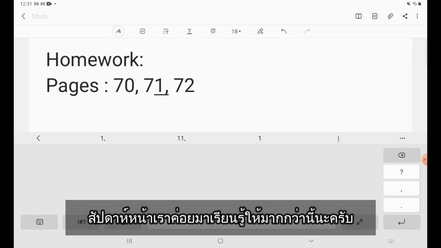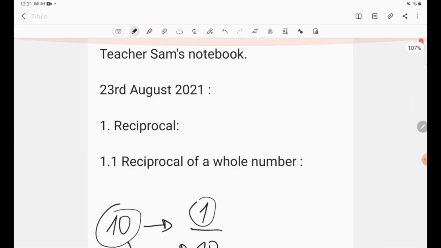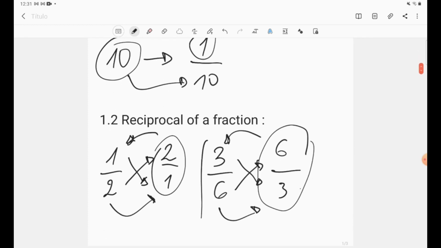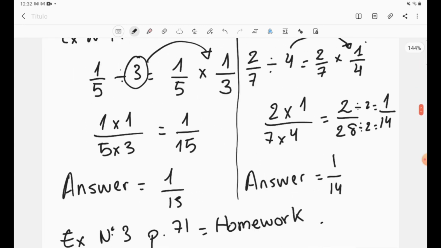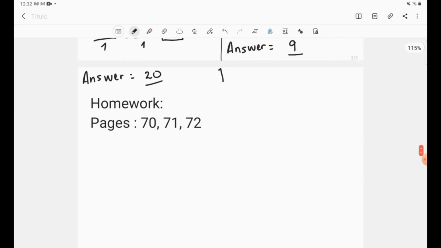So next week we are going to continue learning more about this. For today that's all. We have learned about the reciprocal of a whole number, the reciprocal of a fraction, how to divide fractions and whole numbers, and how to divide whole numbers by fractions. Finally, you got some homework.